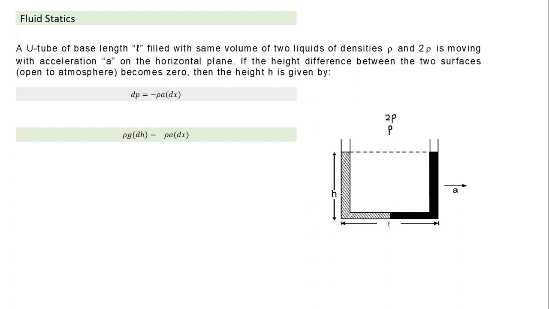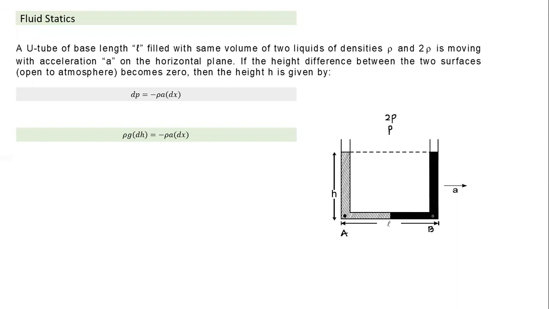Based on the information, can we find out which liquid has the higher density, the one in black or the one which is hatched here? Which will have higher density? How do I think about which will have higher density? I have to think now: if I take this point as A and this point as B, at which point will the pressure be more? They are lying in the horizontal plane.